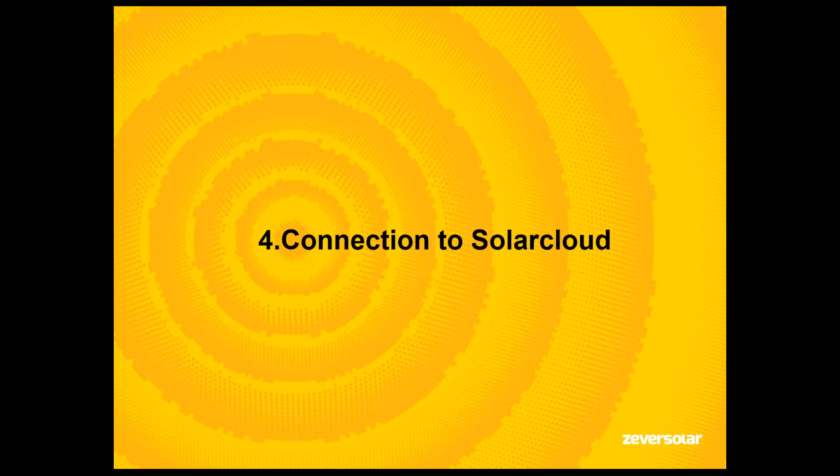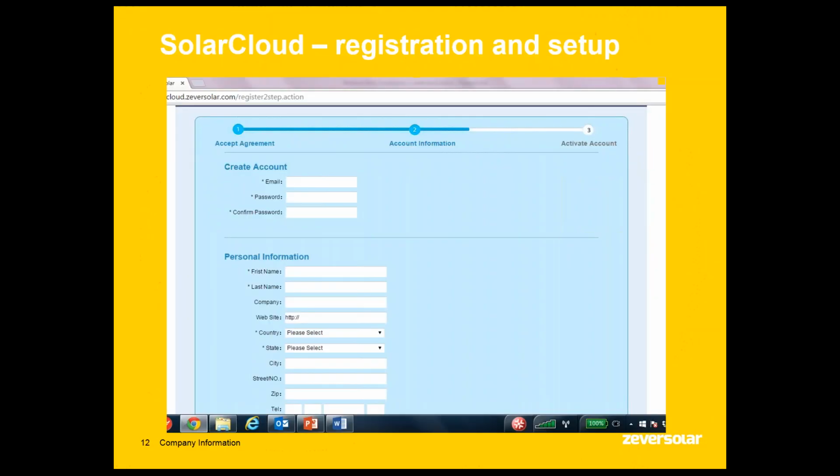Connection to Solar Cloud. So as you can see here, this is the Solar Cloud registration page. It's suggested that you create an account prior to connecting the ZeverCom to the Wi-Fi. The email address that you fill in here will become the username for the Solar Cloud account. So if you're looking to having the information shared over multiple accounts, you'll need to create, obviously, multiple accounts.